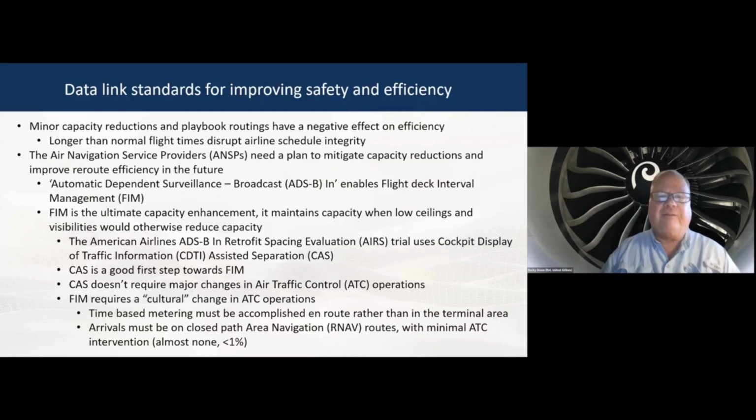But I'm going to talk about things that cause even just minor delays or minor capacity reductions, and things like playbook routings that cause flight times to exceed block times, and it ends up disrupting the airline schedule integrity, especially when an airline hub is scheduled very close to its capacity, which many of them are nowadays. And so my pitch is that the service providers need to be able to mitigate these capacity reductions and improve reroute efficiency so that we can gain back some of what we're losing as far as schedule integrity.